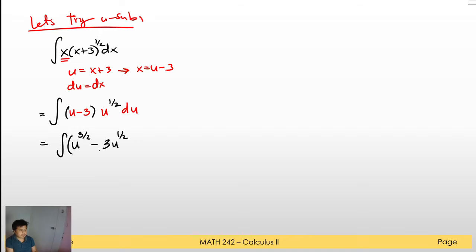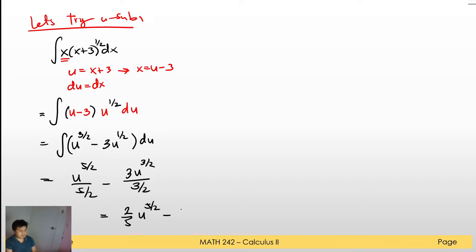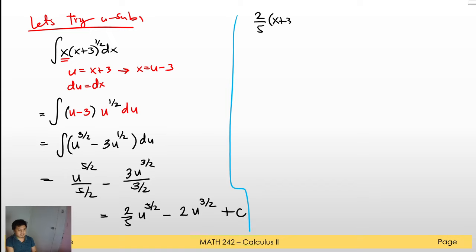So it's like this. So we have the integral of u raised to 3/2 minus 3u raised to 1/2, and then du. So integrating this, we have u raised to 5/2 over 5/2 minus 3u raised to 3/2 over 3/2. So simplifying this, we have 2/5 u raised to 5/2 minus 2u raised to 3/2 and then plus C. So simplifying this, we have an answer of 2/5 (x plus 3) raised to 5/2 minus 2u raised to 3/2, which is (x plus 3) raised to 3/2, and then plus C. So as you can see now, we have a different answer.